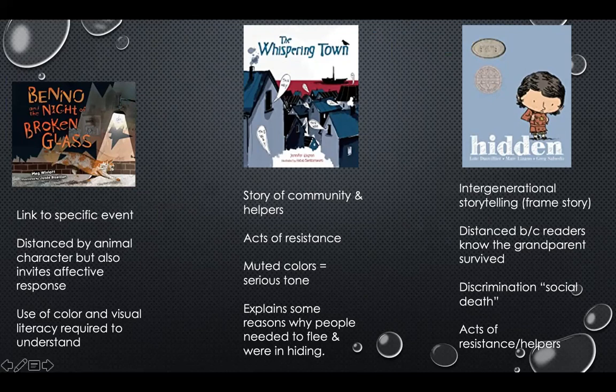And then Hidden is more like a graphic novel sort of feel, but it's childish. And you can see, again, cartoonish, even though it does feature human characters. It is the intergenerational storytelling again. So the grandparent is old and talking to their grandchild. The frame story provides that distance because we know that the grandparent survives, but we do see the discrimination, her being kicked out of school, her being made to wear a yellow star, the way that people start to look at her differently. And then helpers and acts of resistance as well.